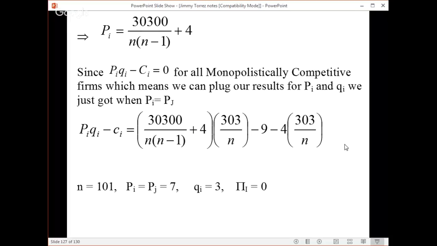Okay. Since my profit function, PQI minus C, is equal to 0 for a competitive firm in the long run, like we showed over there in the graph, I'll go ahead and set it equal to 0. And the competitive firm means I can plug in the results for PI and QI. Then we just got when PI is equal to PJ. So setting that equal to 0, I plug my equation for PI up there, 303n minus my cost function, 9 minus 4, 303 over n, and I get the following. N is equal to 101.